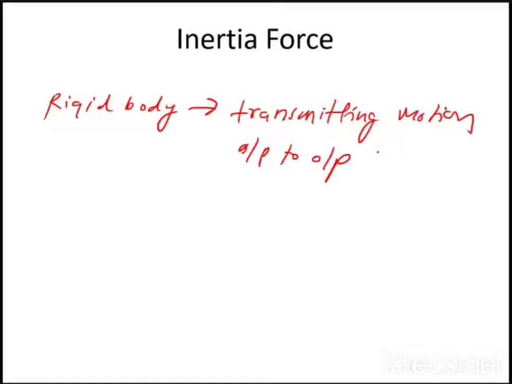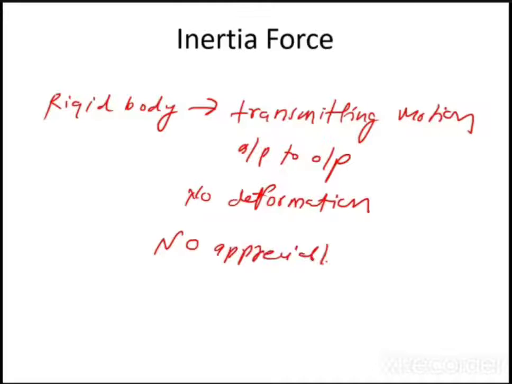So when you are transmitting a motion to output, there should be no deformation, or basically the accurate words are no appreciable deformation. Means what? A slight deformation is acceptable, no appreciable deformation. So this is called a rigid body. A body is said to be a rigid body when there is no deformation or no appreciable deformation while transmitting a motion from input to output. Okay, so this is the definition we already know.